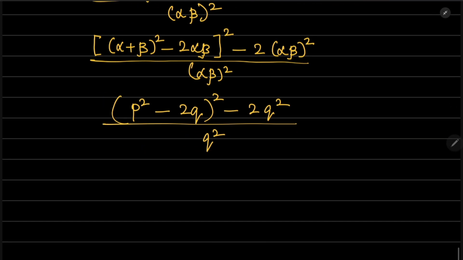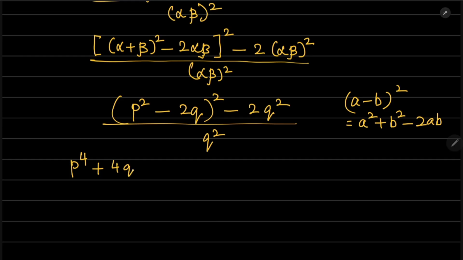Now open the bracket. What is it? This is of the form a minus b the whole square. What is a minus b the whole square? A minus b the whole square is equal to a square plus b square minus 2ab, the identity. So let's use that identity here. So p square the whole square, a square. A itself is p square. So a square will be p square the whole square, which is p to the power 4, plus 2q the whole square, 4q square, minus 2 into p square into 2q.